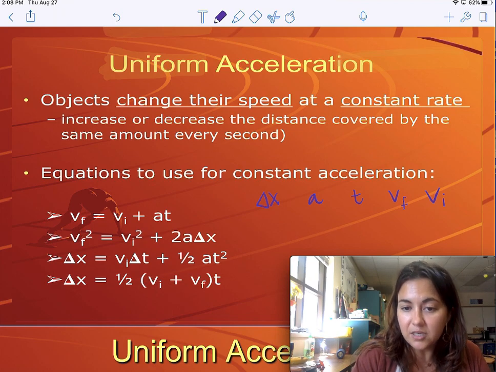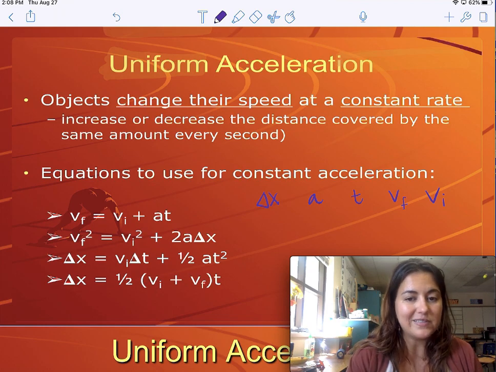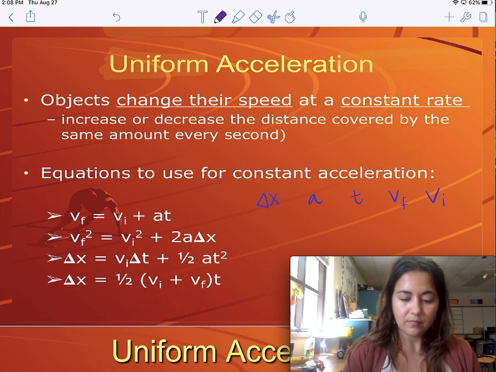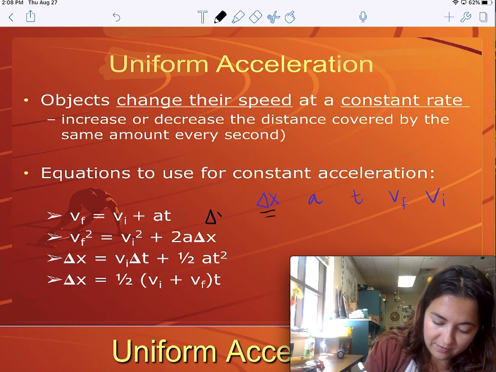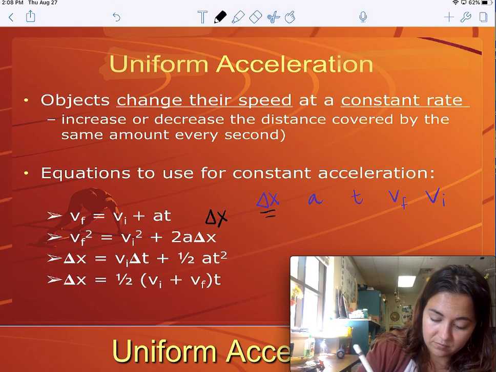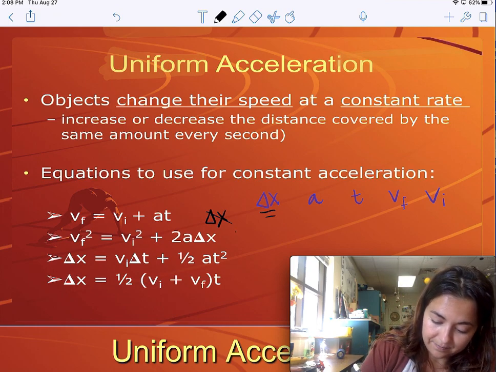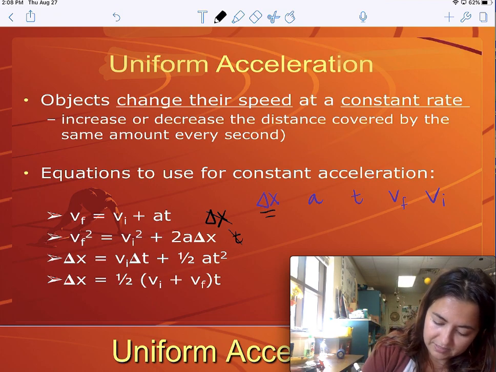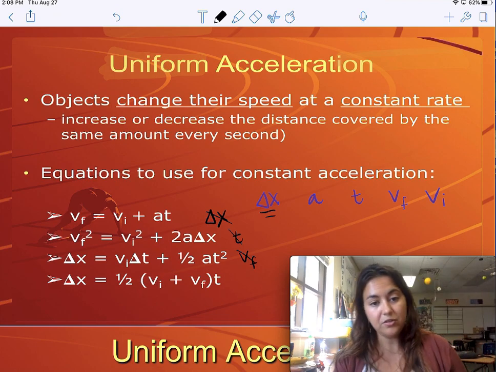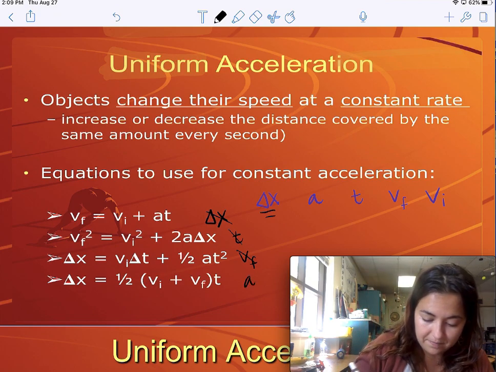So that means since each of those equations only has 4 of those letters in it, each one of those equations is missing 1. Let's go through and figure that out. First equation, kind of obvious because it's right here. First equation does not have delta x in that equation. Next equation does not have time. No time in that equation. Next equation is missing final velocity. They have initial velocity, just not final. And then that last equation has no acceleration in it, none.